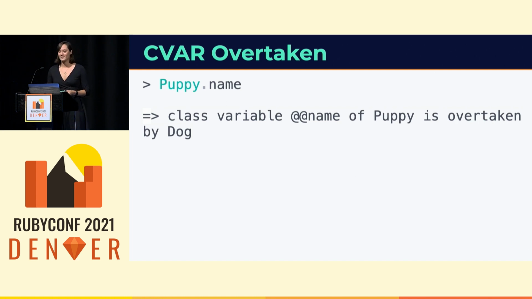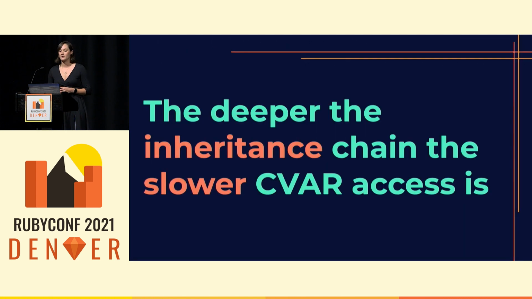disliked feature by Rubyists. Now that you understand how inheritance and overtaken work, you're probably not very surprised to find out that the overtaken check means that class variables can be pretty slow. In fact, the deeper the inheritance chain, the slower it will be to write and read class variables. If you have 100 classes in your inheritance chain, Ruby is going to need to walk all 100 classes plus the ones up to basic object for every single class variable you write or read, every single time.